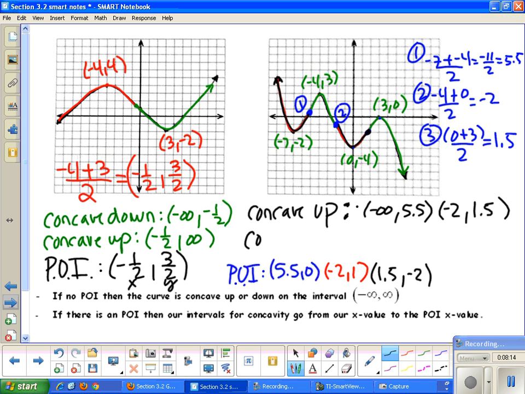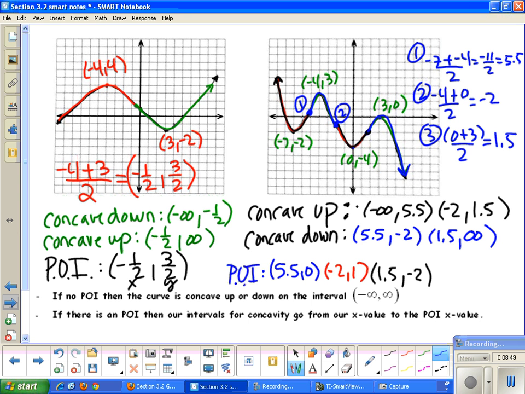And then concave down, we have the intervals from our first point of inflection to our second point of inflection, which would be an x value of -5.5 to -2. And then from here and going to infinity, we have the last part where we're concave down. So the x value for point of inflection number 3 was 1.5 to infinity.